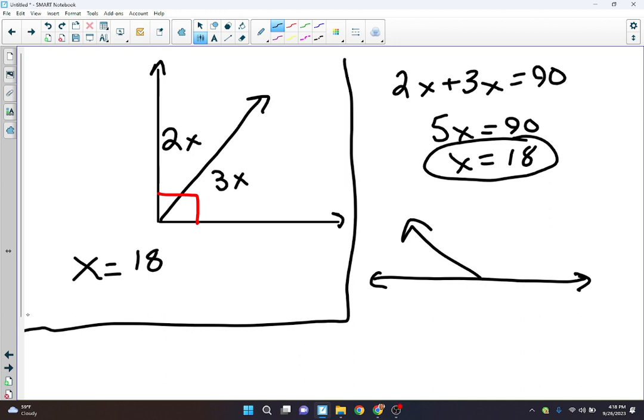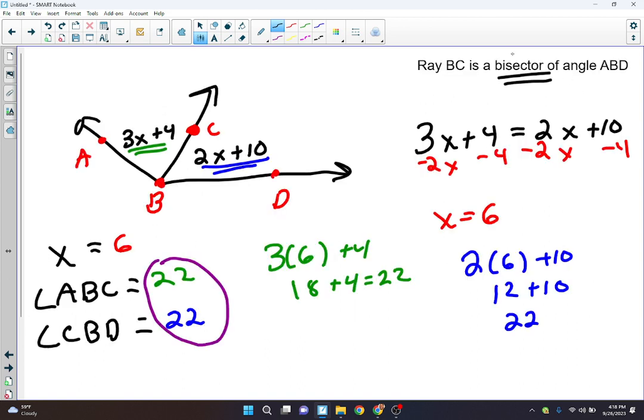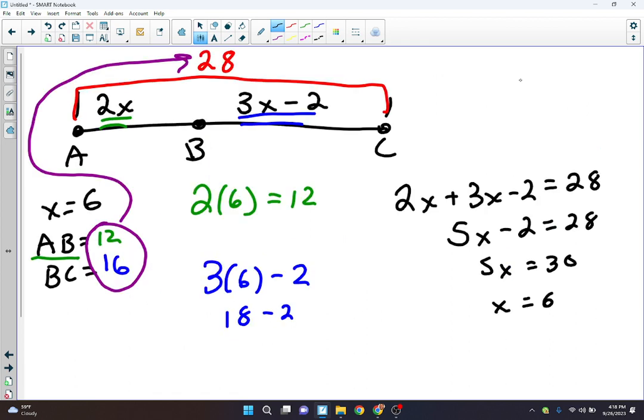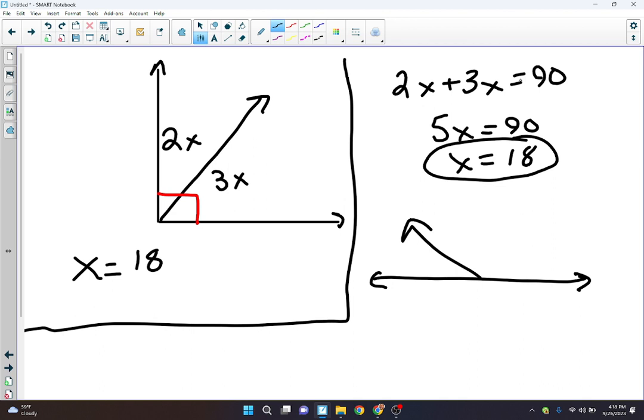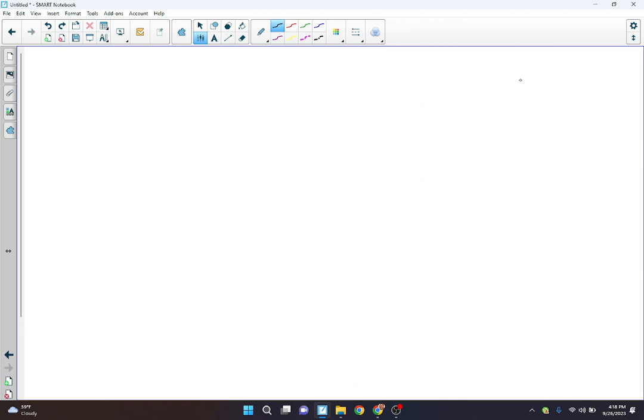But that information could be hidden by the red square here, which is a right angle. It could be hidden by the word bisector, which tells you they'd be equal to each other. Or I have to tell you straight up, like it's 28. But there's always enough information to solve it. You just got to know how to read the information.